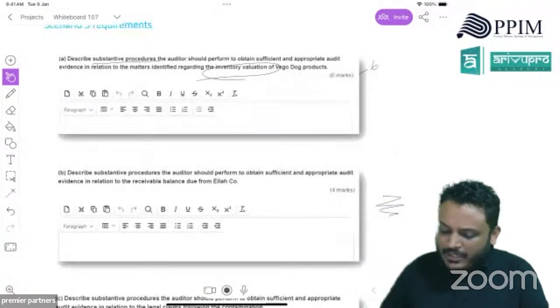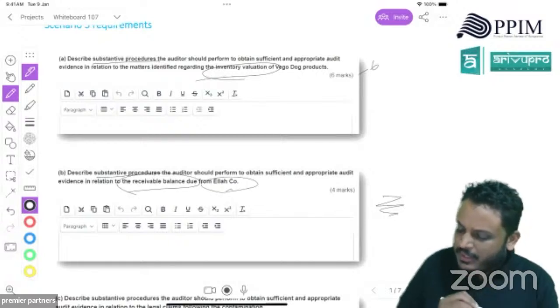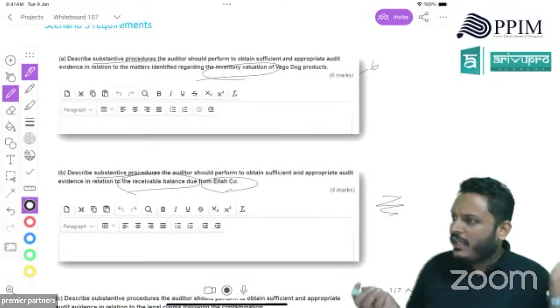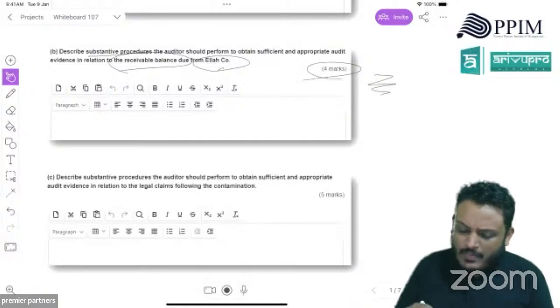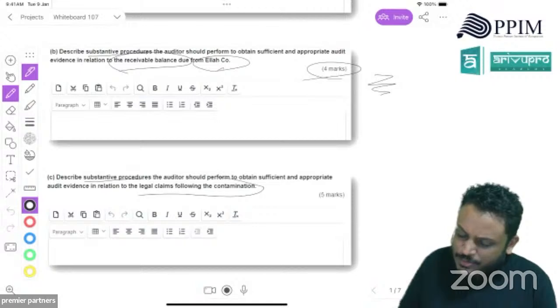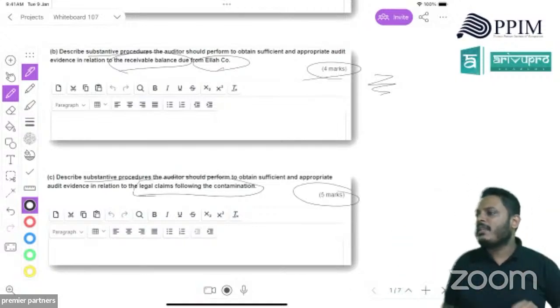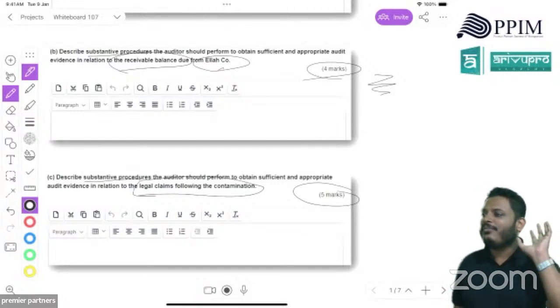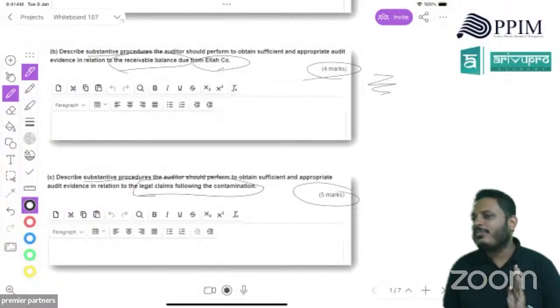Second question, again substantive procedures, over a receivable balance, what happened to that receivable I don't know. Case study, again, 4 marks, total 10 marks. Third one, substantive procedures over legal claims over contamination, 5 marks. So 15 marks plus 6, 21 marks of substantive procedure questions. Only 6 marks is the financial statement element. The balance 15 marks is case study.